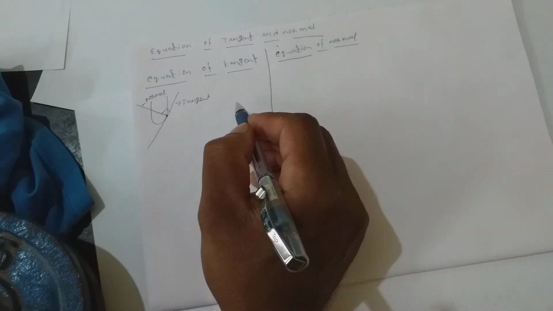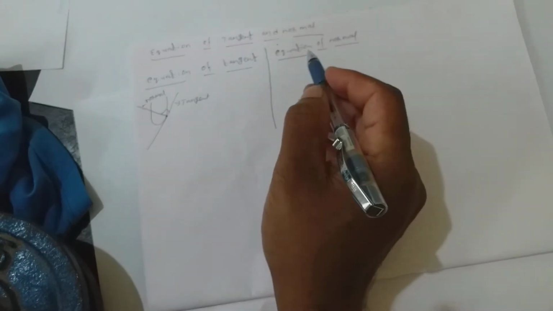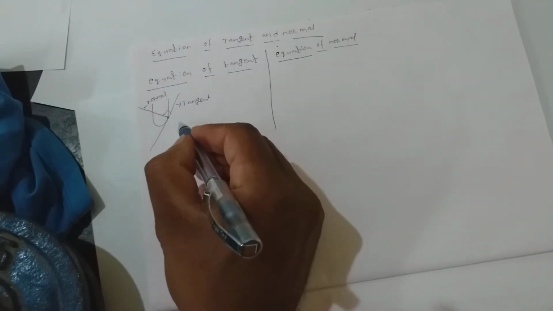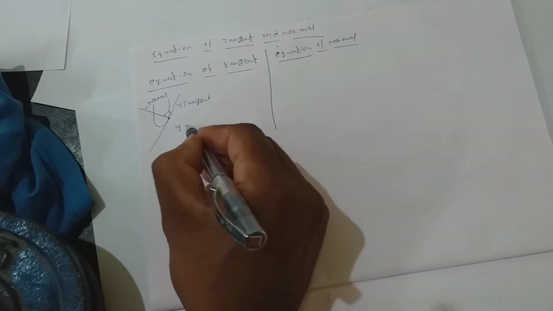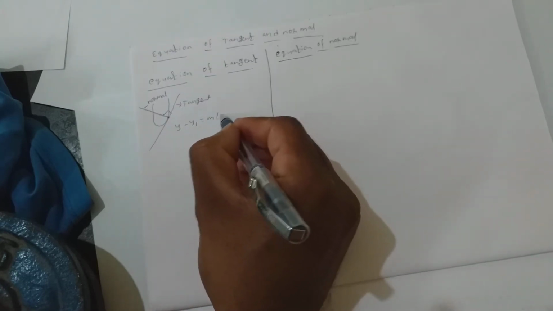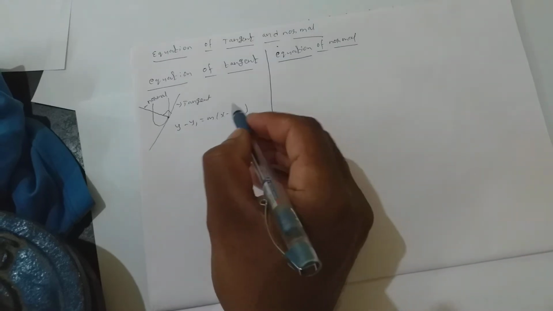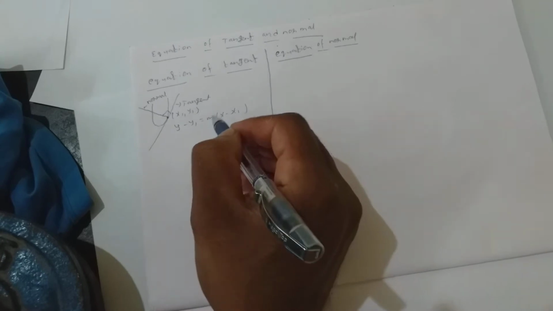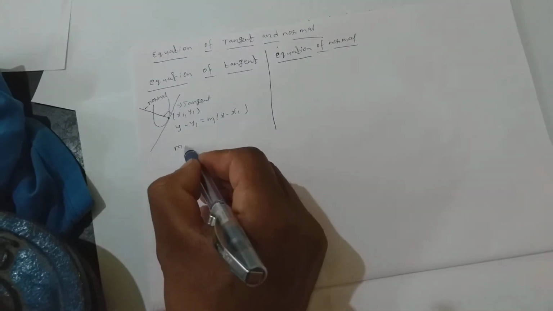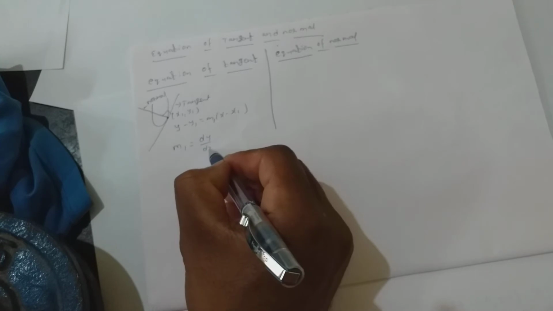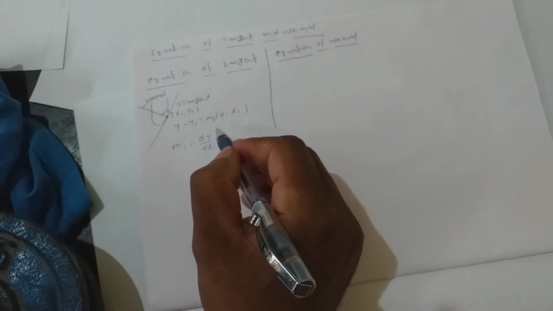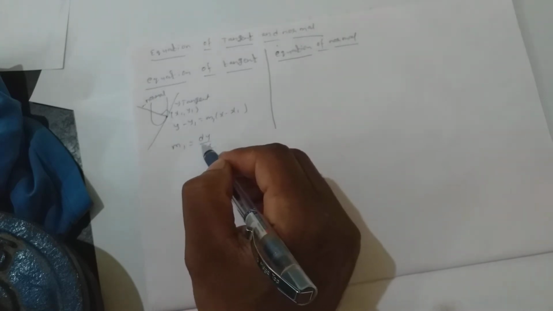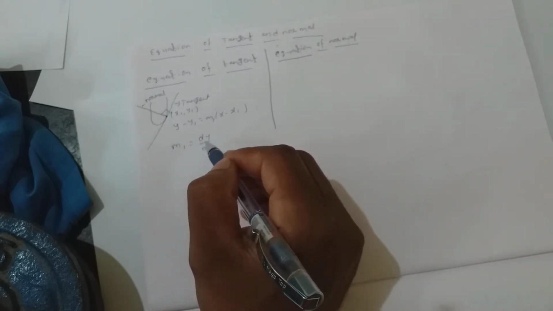Are we clear? Whether it is a tangent or a normal, we are talking about a straight line. So the equation of any line is y minus y1 equal to m times x minus x1. Now let us say this point is given as (x1, y1). How do I get m1? m1 is nothing but dy by dx. If you differentiate the curve equation and replace x by x1, you will get the value of m1. Am I clear with this?